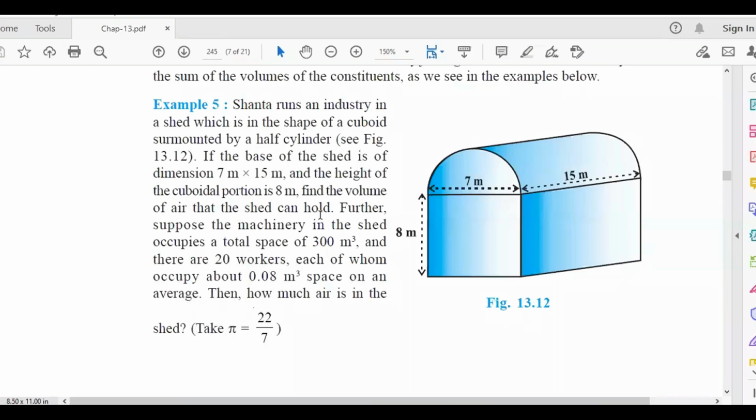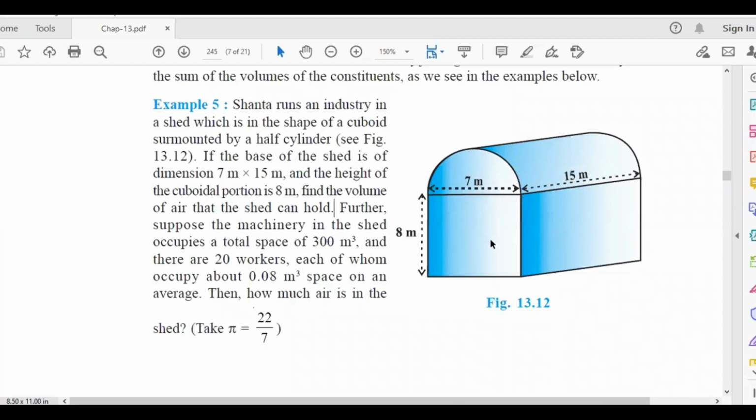So the first half is very simple. We want to find the volume of this figure, a cuboid surmounted by a half cylinder. So you want to add the volume of this cuboid and half the volume of the cylinder. This is a half cylinder.